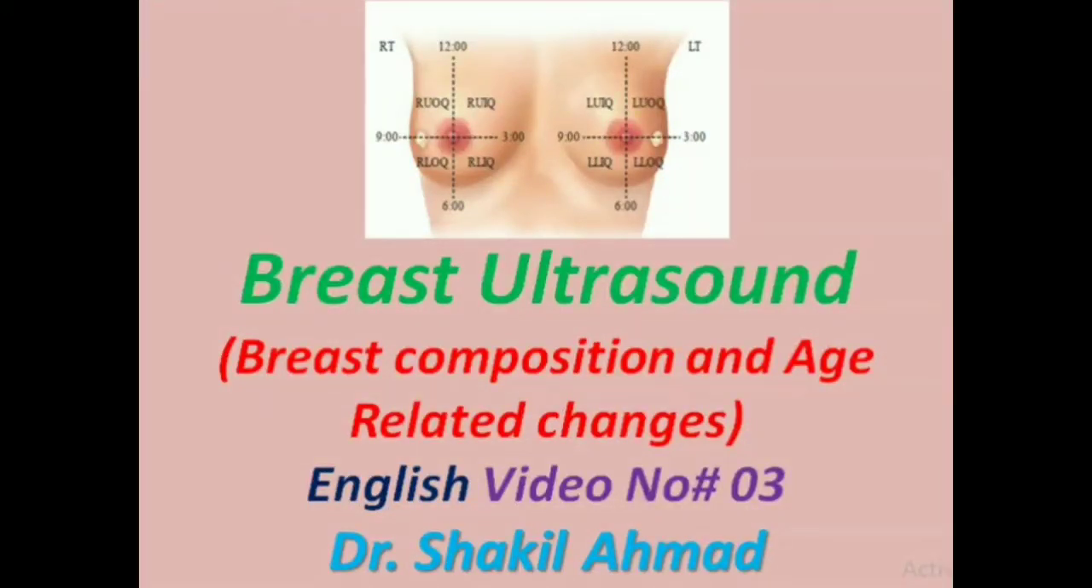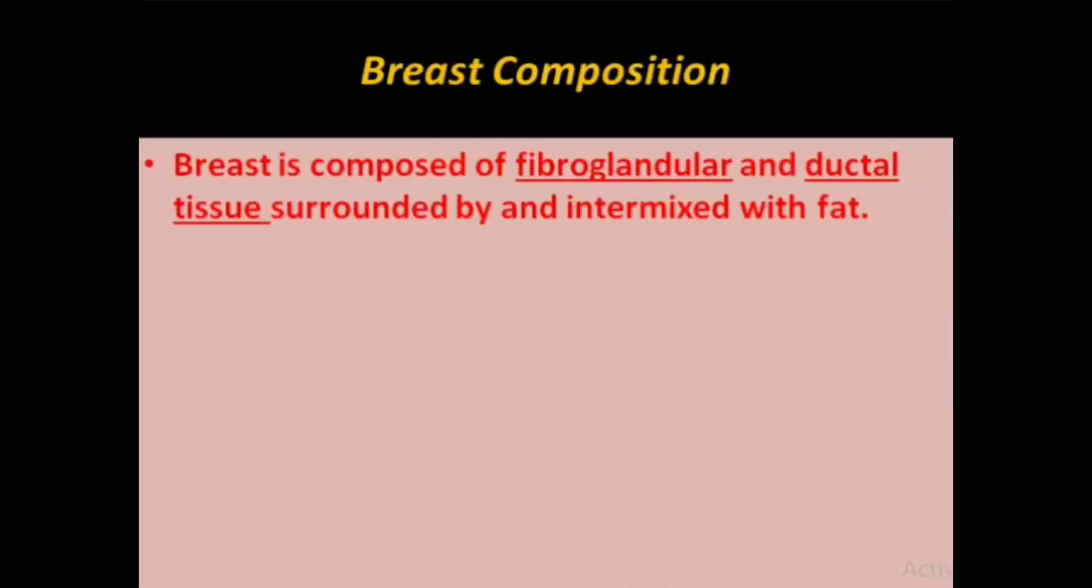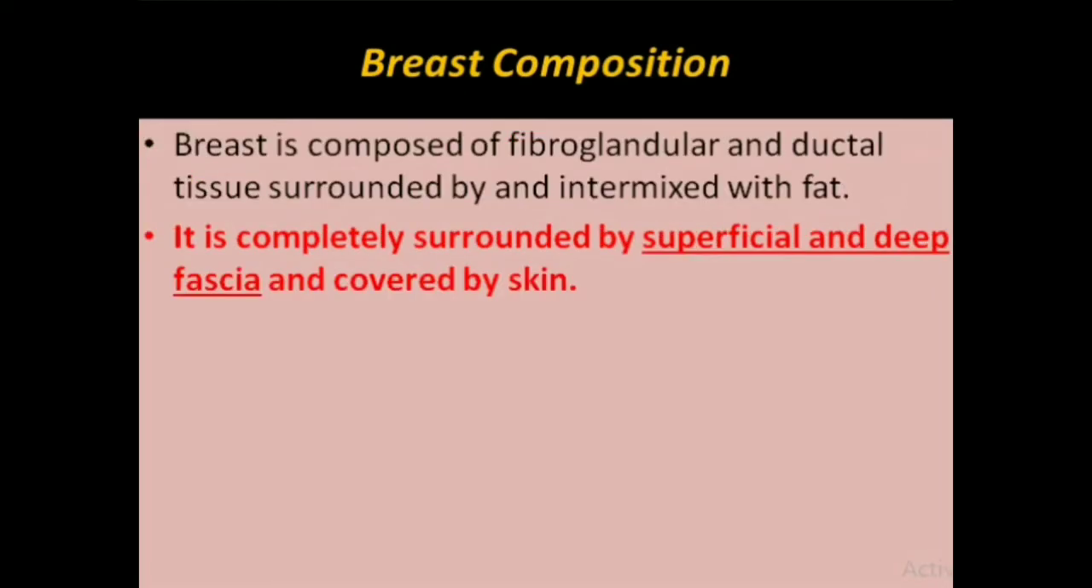Today I will present the third video about breast ultrasound. This video will include breast composition and the age-related changes of the breast tissue. The breast is basically composed of fibroglandular and ductal tissue surrounded by and intermixed with fat. It is completely surrounded by superficial and deep fascia and covered by the skin.